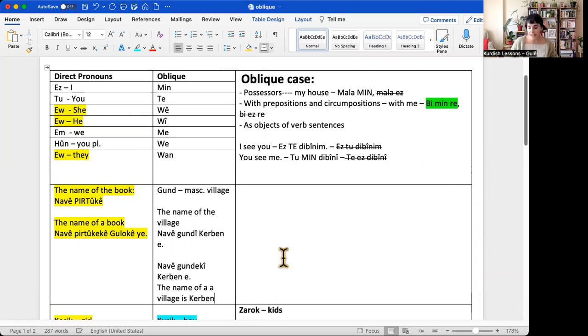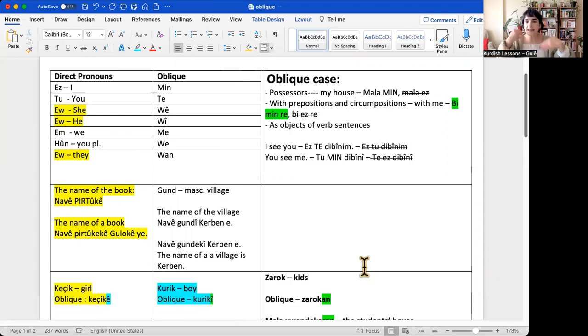So, for example, in Karboran there are many villages: nave gundekî Karbanê, nave gundekî Daywanê, nave gundekî Nizam, nave gundekî Zazê, nave gundekî Xelîlê, okay?